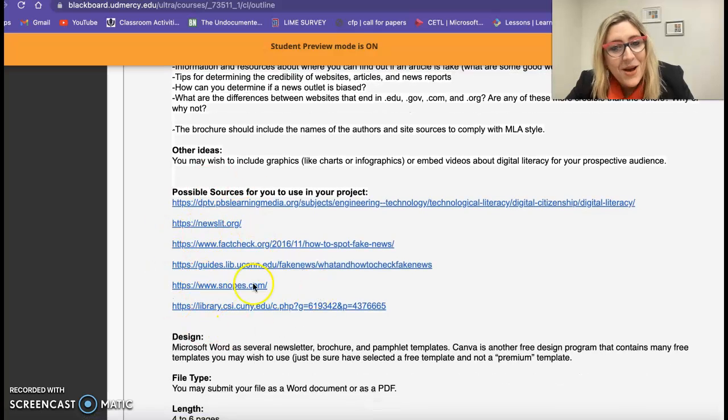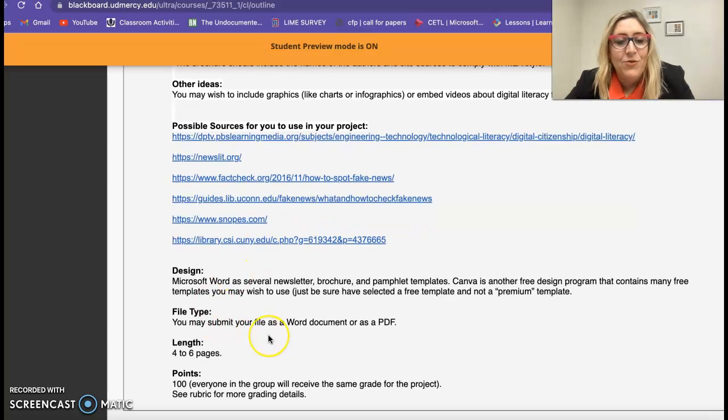And so I've given you some possible sources that I think could be helpful. I'm looking for 4 to 6 pages, and so those are 4 full pages. But again, you're able to include graphics and charts and things like that.